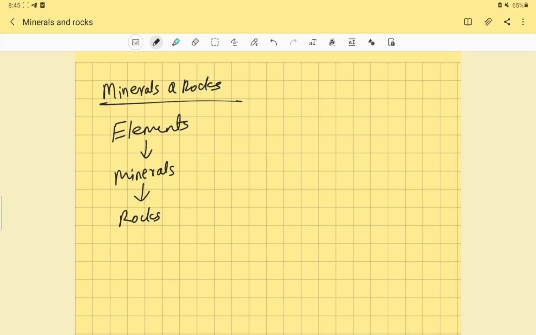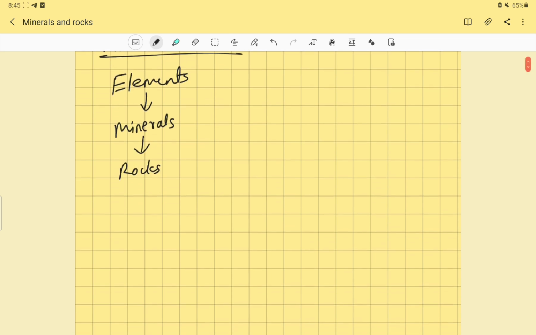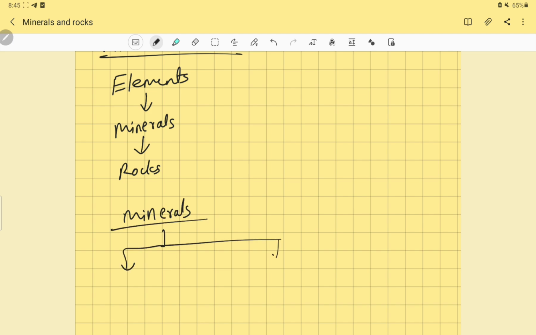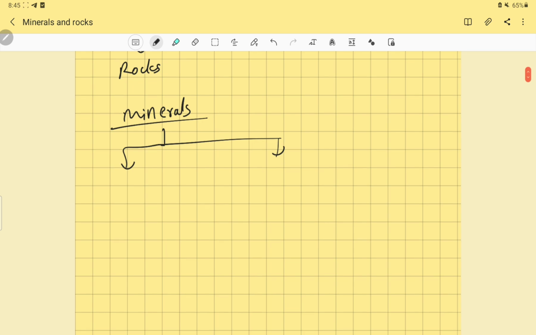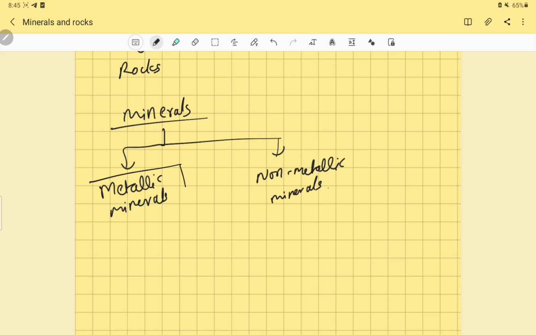Now let's see what the different types of minerals are. In minerals also we have categories. In minerals we have two categories: one is metallic minerals and the other is non-metallic minerals. So what is the difference between metallic and non-metallic minerals? Metallic minerals are those minerals which have the properties of metal.